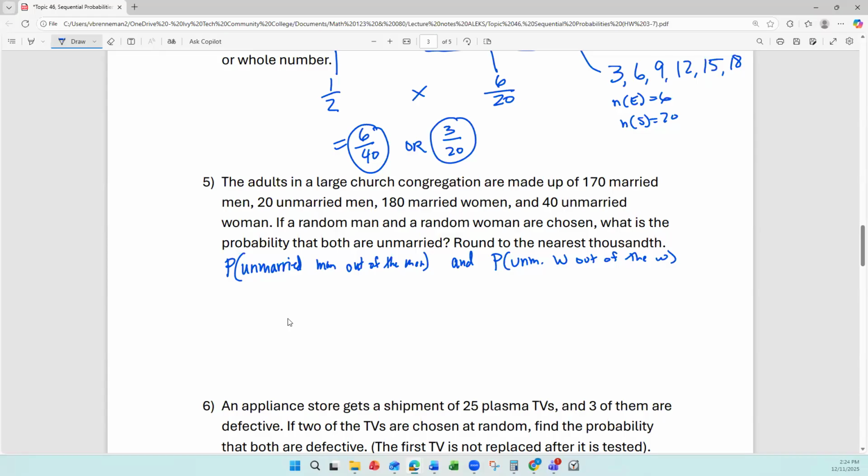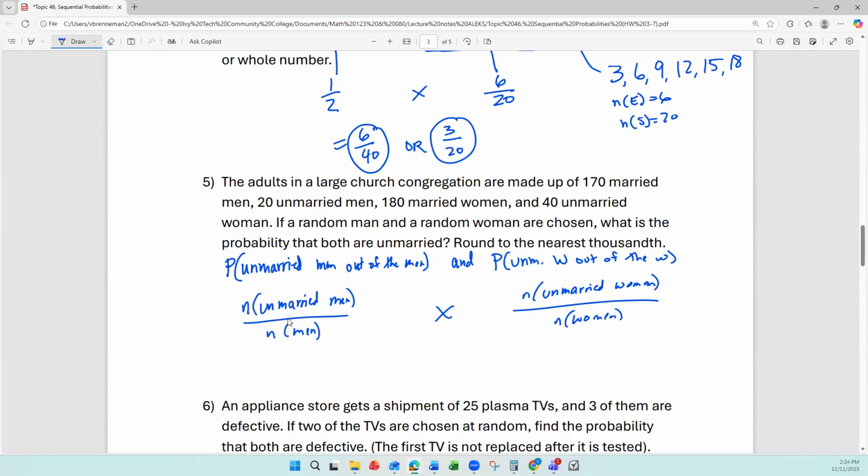So this is going to be the number of unmarried men out of the number of men altogether. This is going to be the number of unmarried women out of the total number of women. Those two will then be multiplied together. So the key is like this is multiplication, not addition. We're not going to take the number of men plus the number of women. We're not going to take the number of unmarried men plus the number of unmarried women. We're going to multiply.